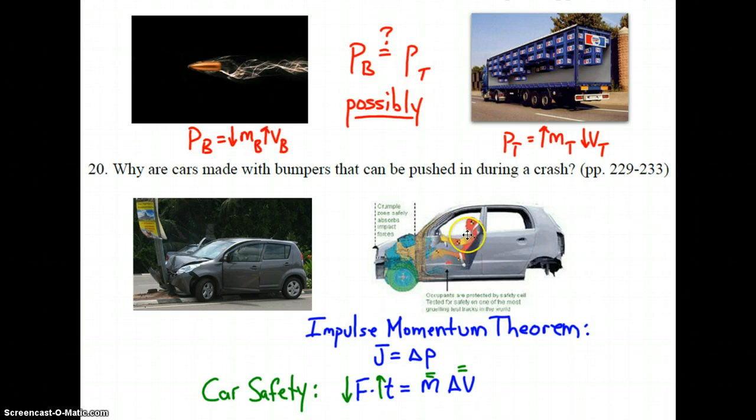By the driver impacting the airbag here, what's happening is that the driver is going from whatever speed the car is going to rest. And what the airbag does is it increases the amount of time over which the force is applied, therefore decreasing the force. So that is the safety application of the impulse momentum theorem.